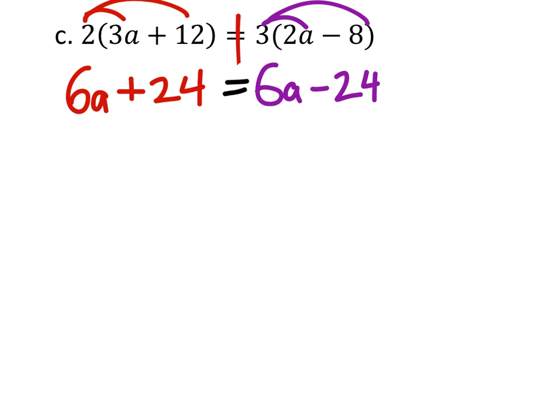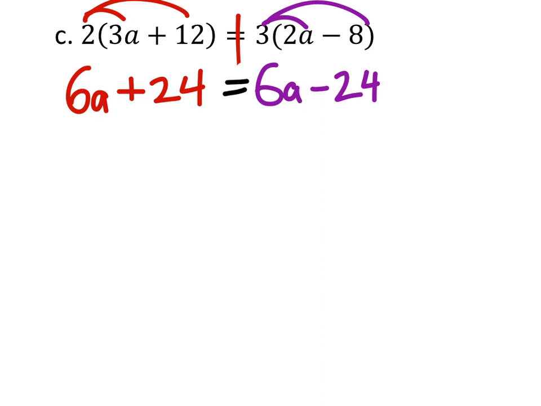Now we don't need to go any further because we know right now that these are not equal because I've got 6a's there and 6a's there on either side of the equal sign. But we're adding different things. On the left we're adding 24. On the right side we are subtracting 24. So even though we have the same number of a's on either side of this, we're adding different things.